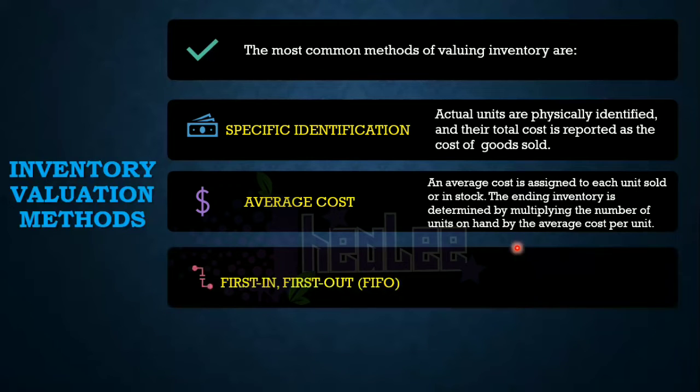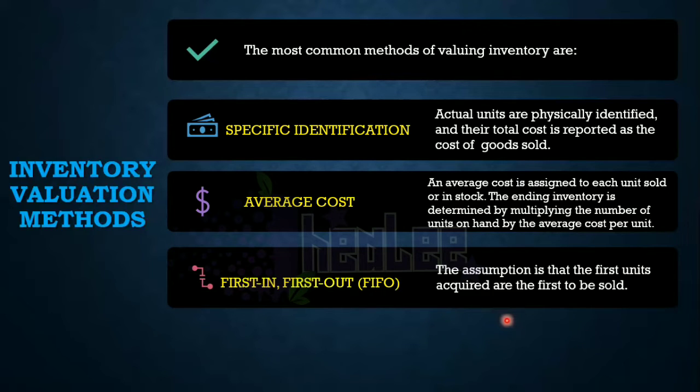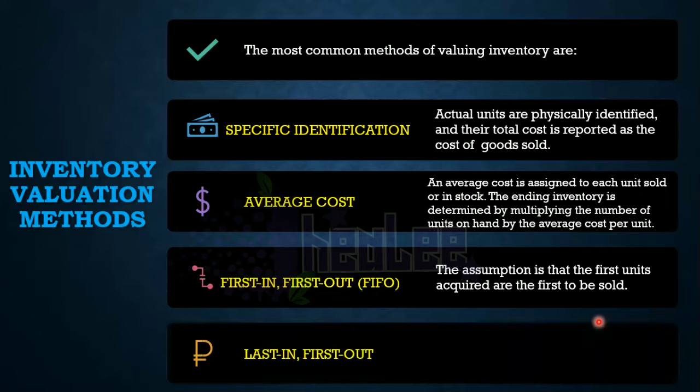Another method is the first in, first out method. For this one, the assumption is that the first units acquired are the first to be sold, meaning the first set of items to come into the business are the first to be sold. So basically, they leave in the same order in which they came in. An example of products that can be valued using the first in, first out method would be perishable items.